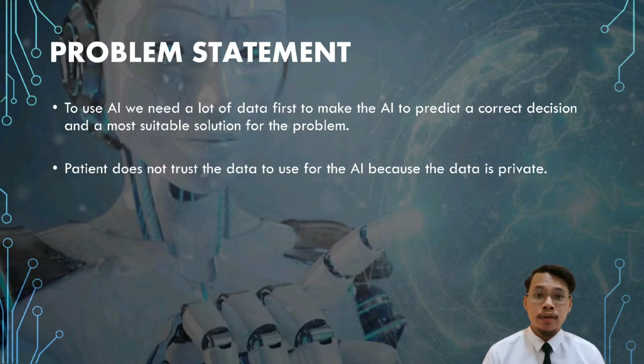The second problem is that patients do not trust the data used for the AI, because the data is private and can be leaked by irresponsible persons. This problem has been the most discussed topic in AI in healthcare. People think AI is dangerous because AI is not always correct and accurate. People are scared it can hurt them, such as the medicine recommended by the AI being incorrect and making the patient overdose on the medicine given. This shows that trust is important in using AI in healthcare.